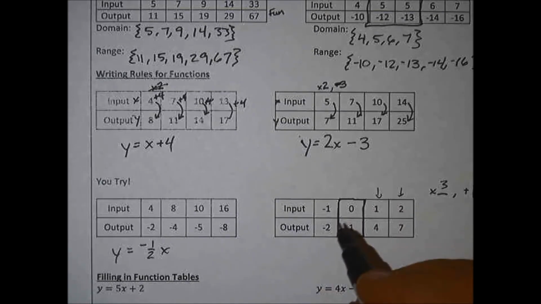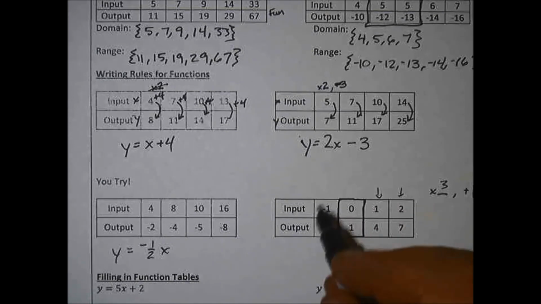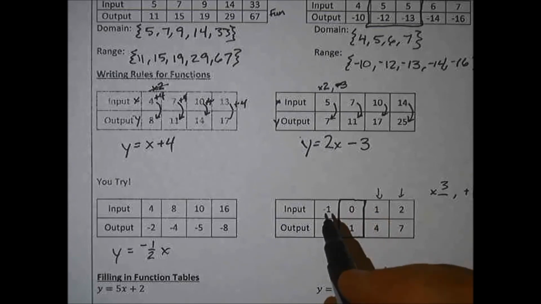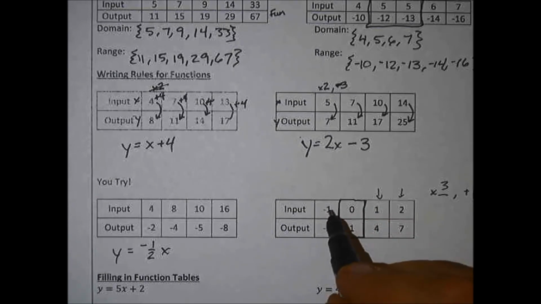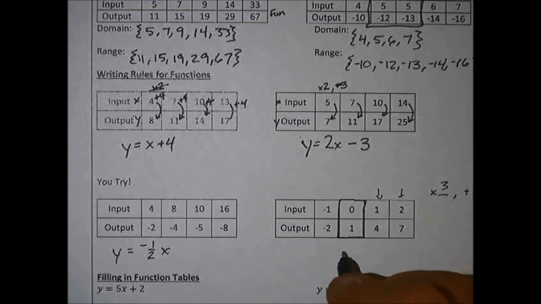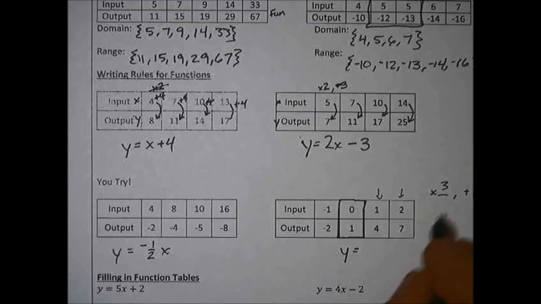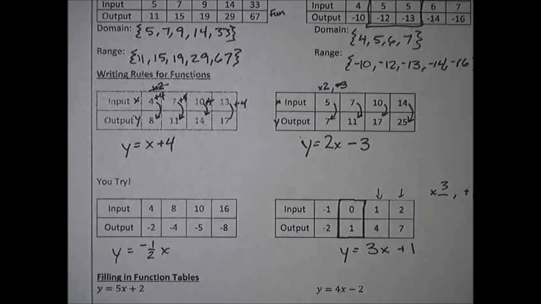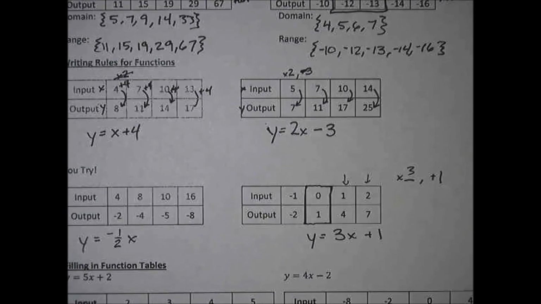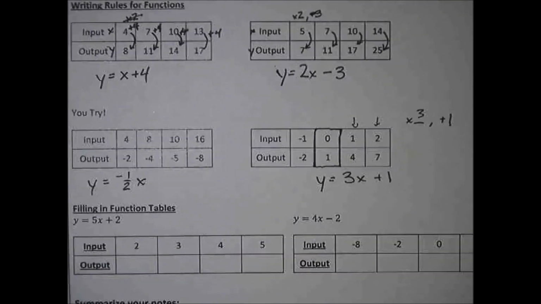All right. Let's double check it with our negative group. That kind of ticked me off here. So -1 times 3 is -3. Plus 1 is -2. I think we have our answer. Since we're multiplying by 3 and adding 1, we're going to have 3x plus 1. That's how we get our y's. Okay? Kind of ugly, but it's a good problem.